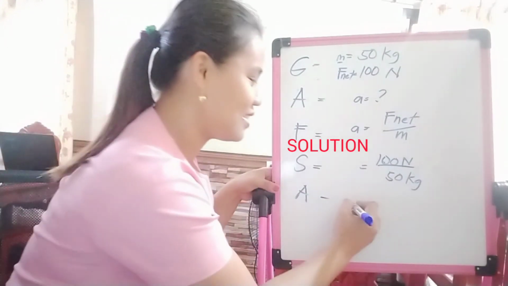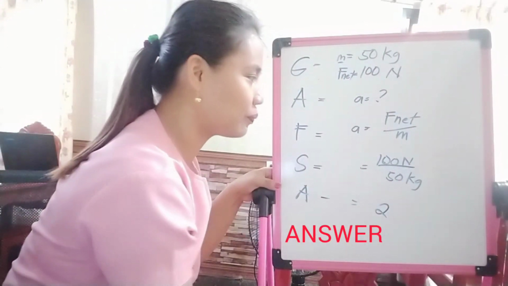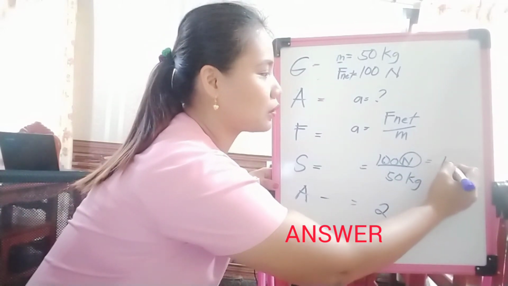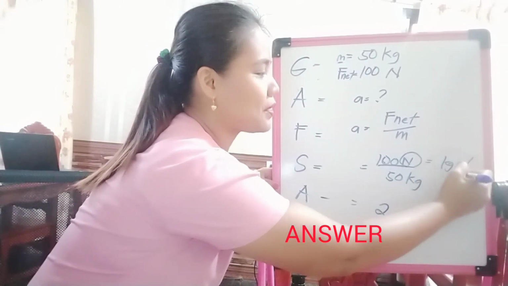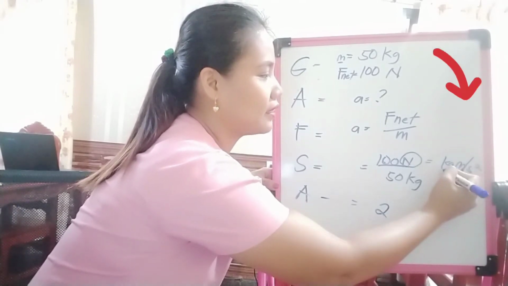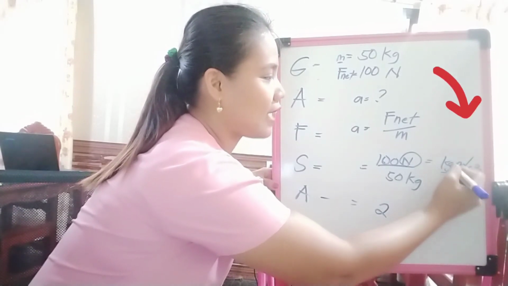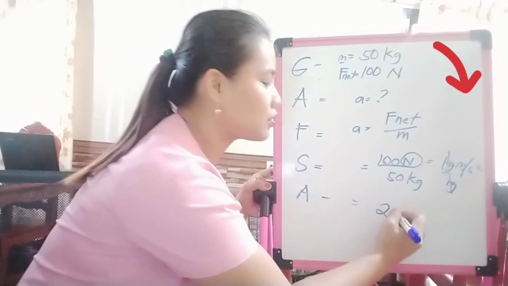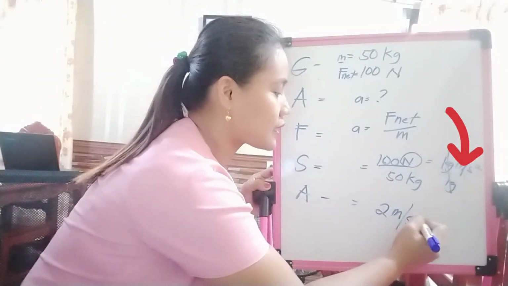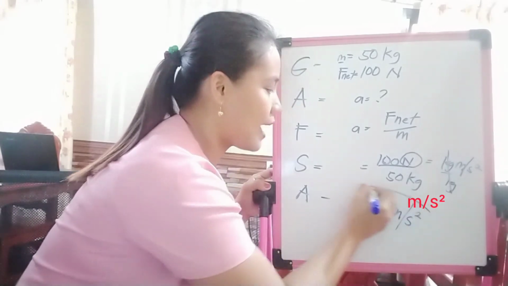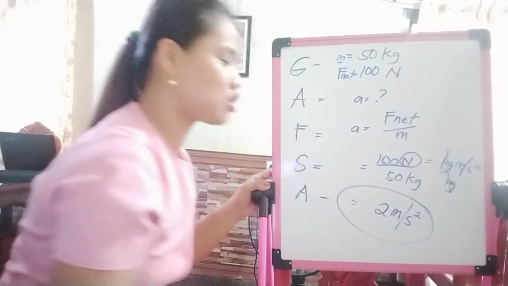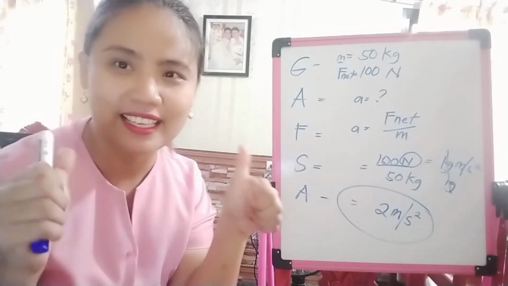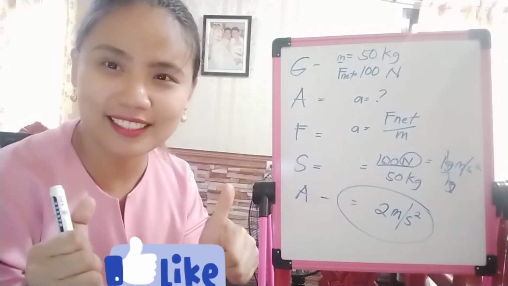Dali-dali lang, di ba? You have 2. Newton is also equal to kilogram meter per second squared divided by kilogram. So you will cancel kilogram and kilogram. So the unit is meter per second squared. So the answer, the car's acceleration is 2 meter per second squared. Easy, isn't it?